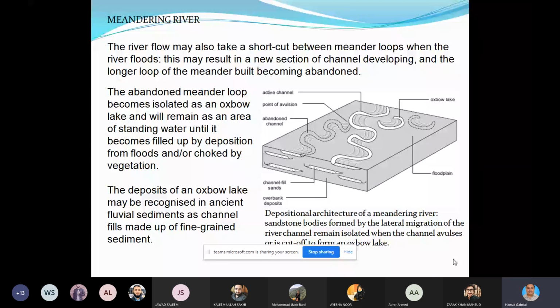So we have also seen that the amplitudes of these meanders keep on expanding, and when their necks meet each other, this results in a cutoff and an oxbow lake is formed, and the river adopts the shortest path. This oxbow lake will remain for some time. Its water will either evaporate or infiltrate, and only the scars of that oxbow lake will remain after some time.